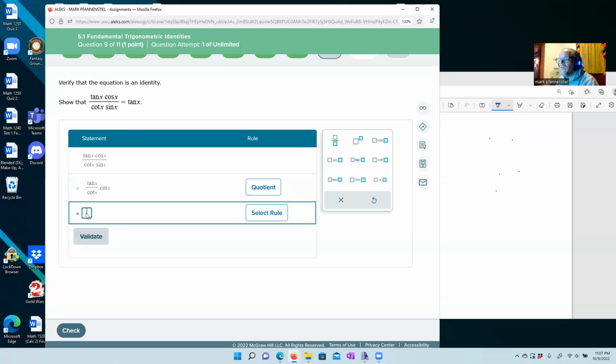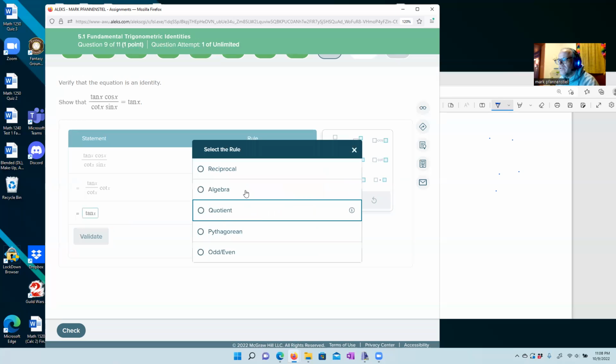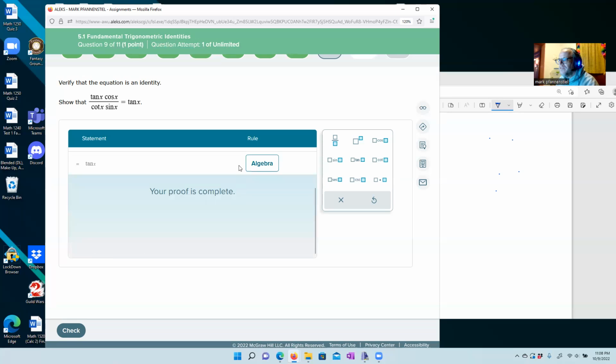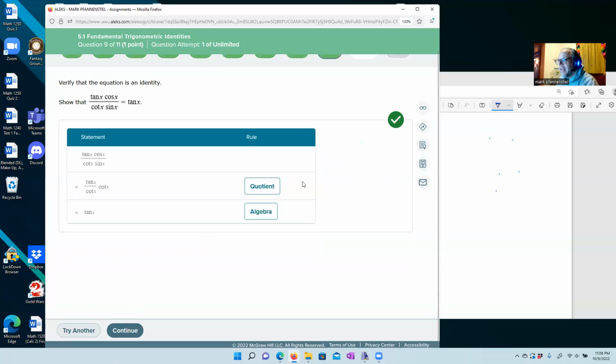And then we'll select a rule. We'll take an algebraic rule. We'll say cotangent over cotangent is equal to 1. So we'll say this is tangent x. And the rule that we're going to use is algebraic. When in doubt, pick algebra. Okay, and we'll say validate. Proof is complete. We'll check it because we're not right yet. Okay, and now we get the green check mark and we can move on.